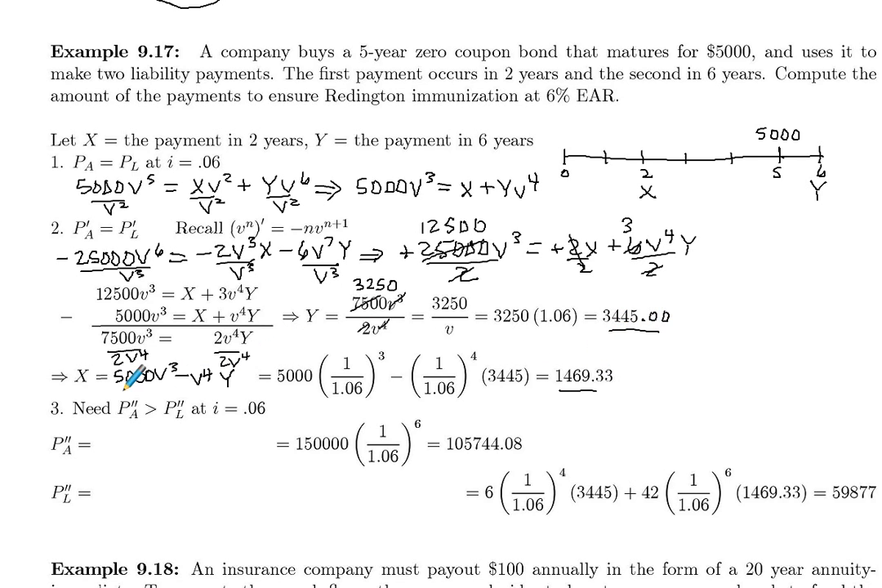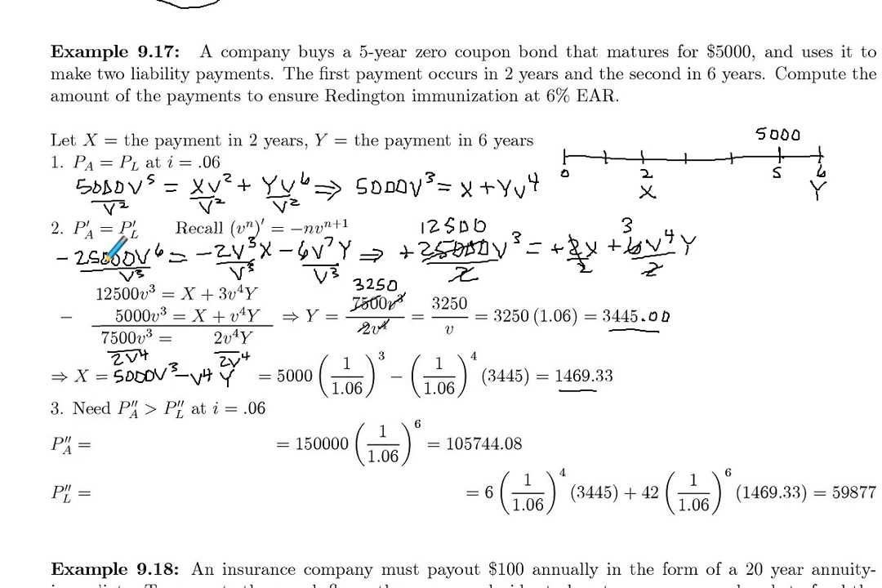Now we want to verify the third condition. Even though we've already solved for x and y here, we better make sure that the convexity of the asset cash flows is greater than the convexity of the liability cash flows, because that's what's going to ensure that this point is a minimum and not a maximum. Okay, so what's p double prime at A?